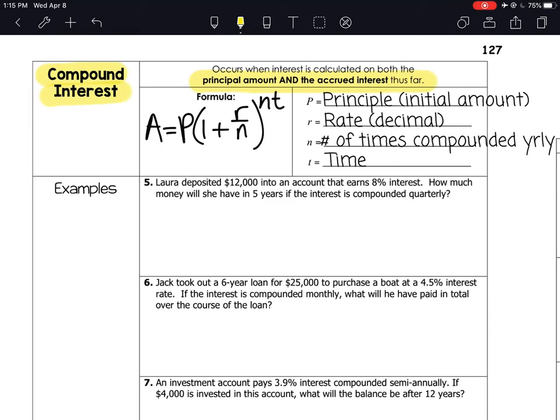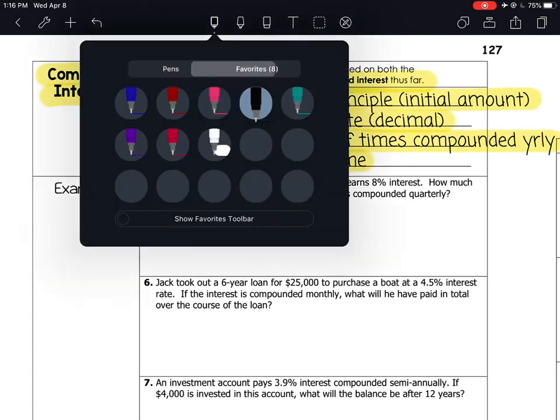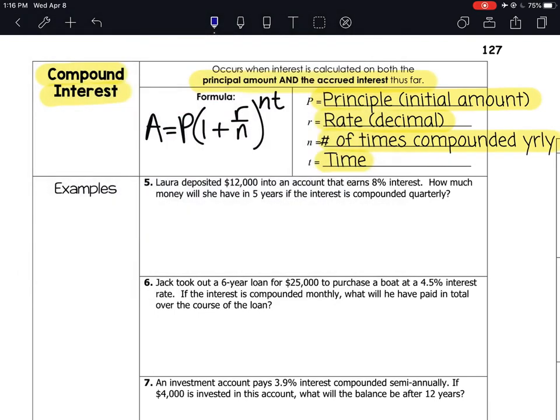So the first month you would get 100 plus your interest, and on the second month you would get interest on whatever you have in the bank, which happens to be 100 plus interest from the first month. So your money keeps growing and growing and growing. So the P is for your initial amount. R is your rate, and it has to be in decimal form. N is number of times compounded yearly, and T is time. So just to teach you properly, I'm going to go through these.